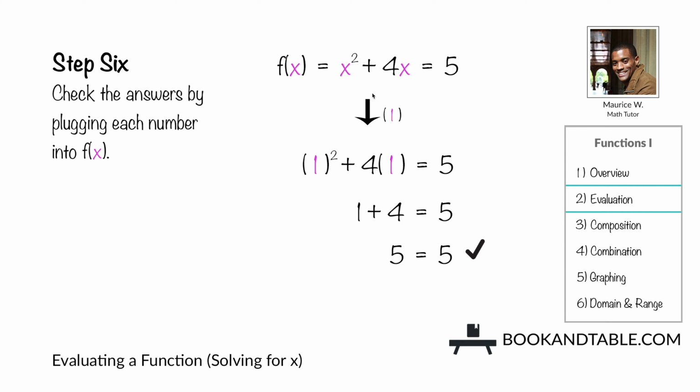And now we test the second number we got, +1, giving us 1 squared plus 4 times 1 is equal to 5. 1 squared is equal to 1. 4 times 1 is equal to 4. 1 plus 4 is equal to 5. Again, giving us a true statement, 5 is equal to 5, confirming that x is also equal to +1 when f of x is equal to 5.